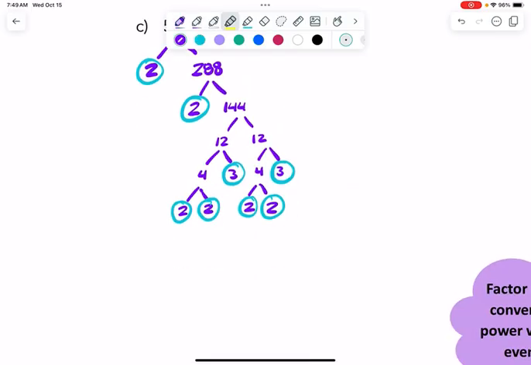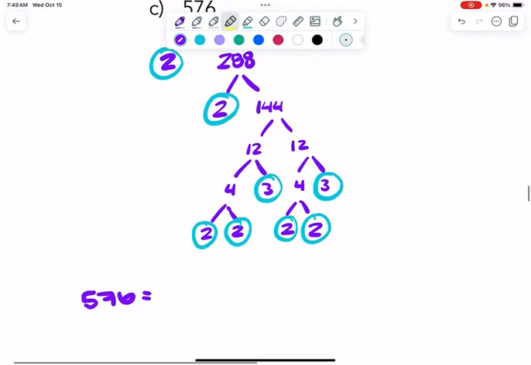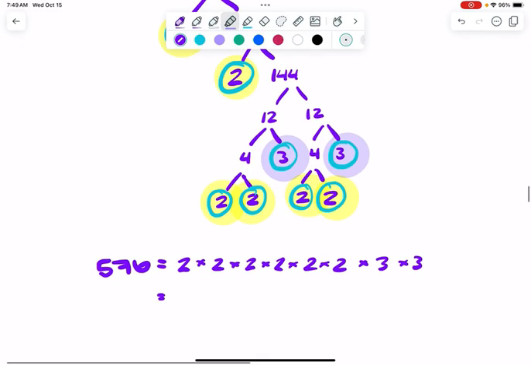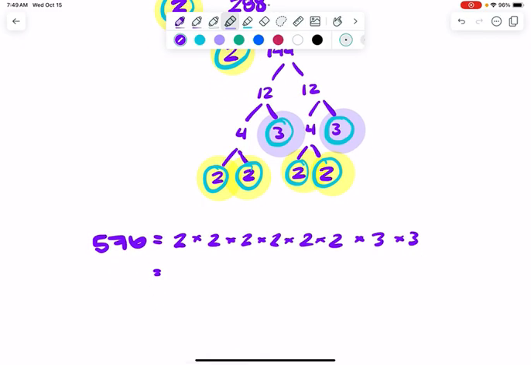And I get a tree that looks something like this. And again, it's not necessarily what your tree looks like. It's all about what you get for that final answer, because trees can look different but still get the same final answer. Okay, my smallest prime number is 2, and I have 6 of them. 2 times 2 times 2 times 2 times 2 times 2. And then I have 3 as my next smallest prime number, and I have 2 of them. And I'm always writing them from smallest prime number to largest prime number, all multiplied together.